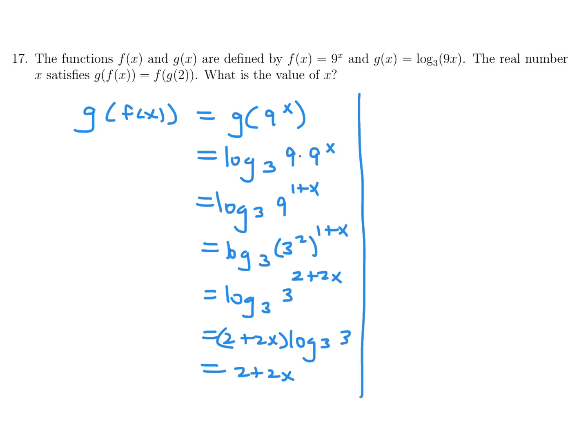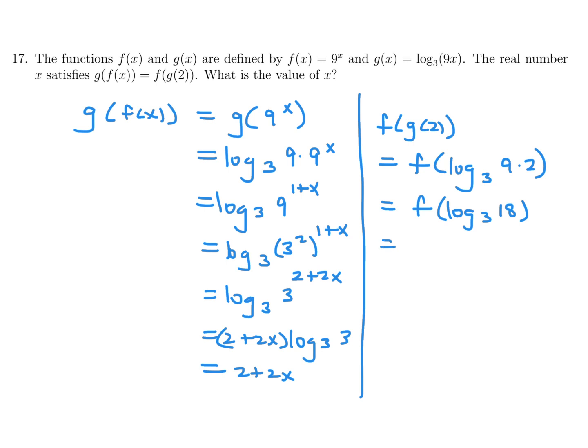So now let's go to the other guy. So that's f at g at 2, like that. And that is going to be f at log of, what is it going to be? Base is 3. Where is this g? Oh, okay, 9 times 2. I got it. Okay. So that's basically f of log of 18 to the base 3.